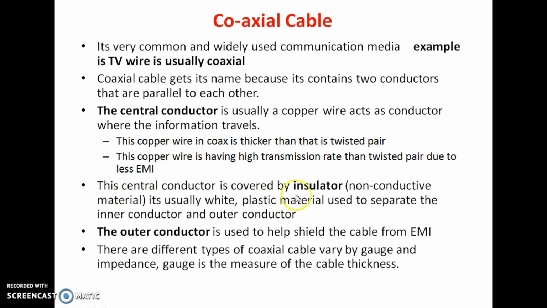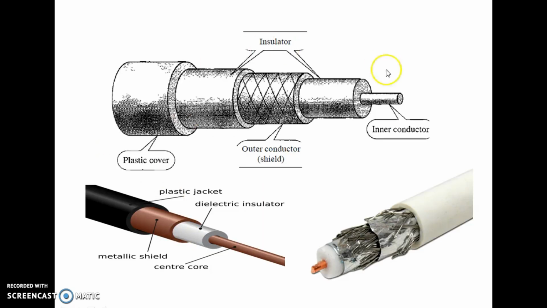This central conductor is covered by the insulator. It is the white plastic material used to separate the inner and outer conductor. The outer conductor is mainly used to protect the cable from EMI. This is the common general diagram for the coaxial cable.